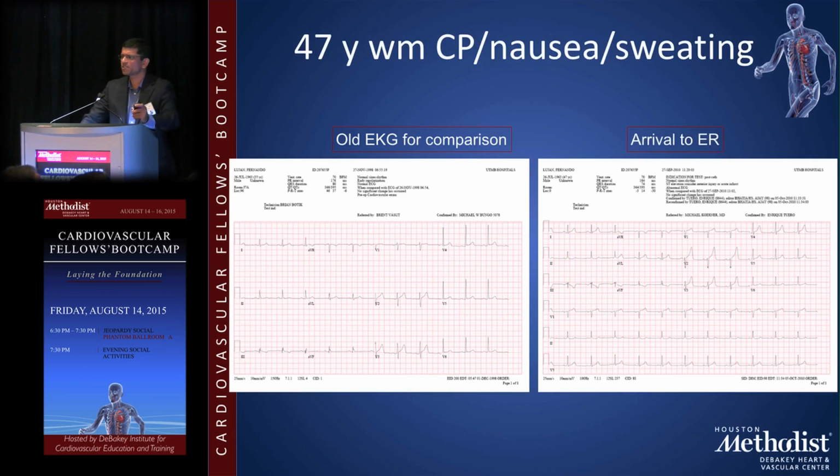This 47-year-old male with chest pain, nausea, sweating, comes to the emergency room, and this is his old EKG for comparison. You can see the EKG on arrival. And again, this EKG is not that dramatic for the anterior ST elevations, but per guidelines, 2 millimeters or more ST elevation at J point, horizontal or upsloping in V2 and V3 will qualify you for anterior MI.